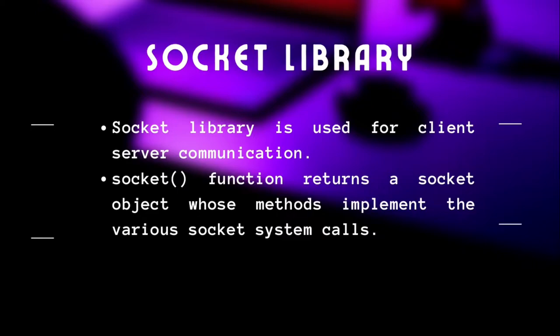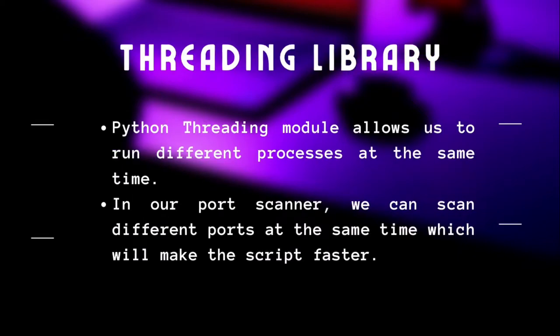Socket function returns a socket object whose methods implement the various socket system calls, and it helps us with the client server communication and other stuff. So yeah, it is very important. Now let's have a look at the next library, that is the threading library. Python threading module allows us to run different processes at the same time. So in our port scanner, we can scan different ports at the same time, which will make the script faster and we don't need to wait for hours because port scanning does take time.